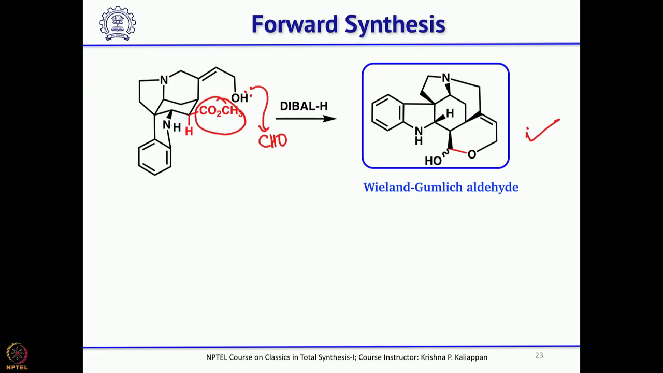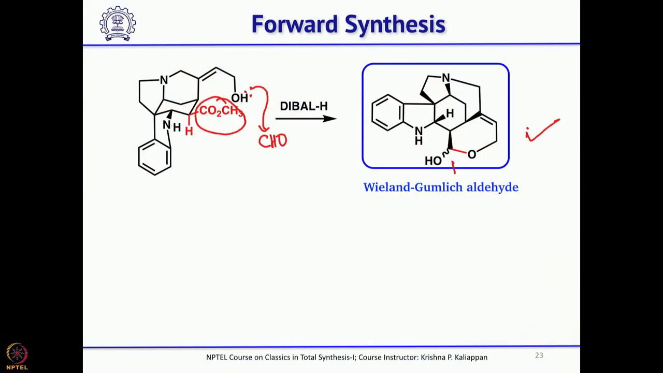As you know, when you talk about total synthesis of strychnine, there are two key intermediates. One is Wieland-Gumlich aldehyde, the other one is isostrychnine. So you can make either one. In the racemic synthesis of strychnine, Martin Kuehne made isostrychnine via a Wittig reaction. He also did vinyl Grignard followed by palladium catalyzed rearrangement, then he made the corresponding isostrychnine. Here in this case, what he made was Wieland-Gumlich aldehyde.